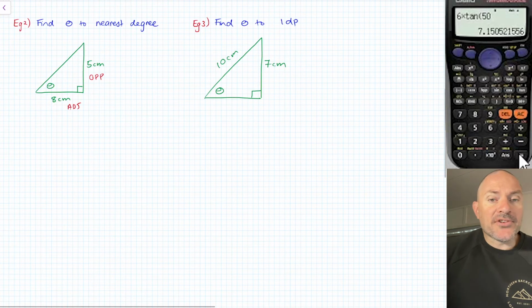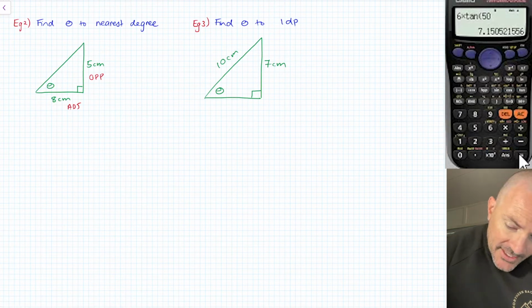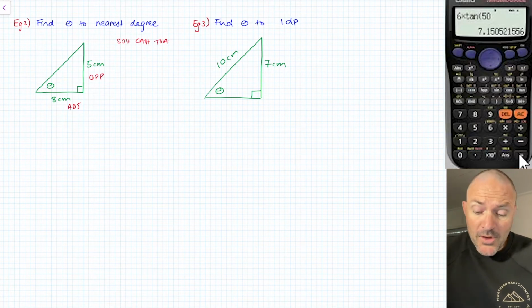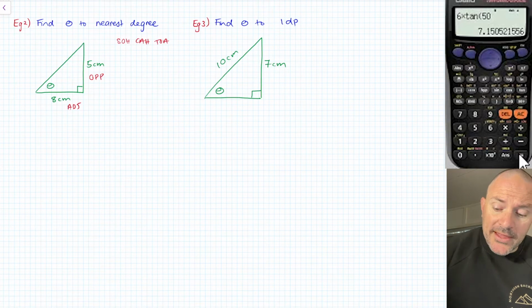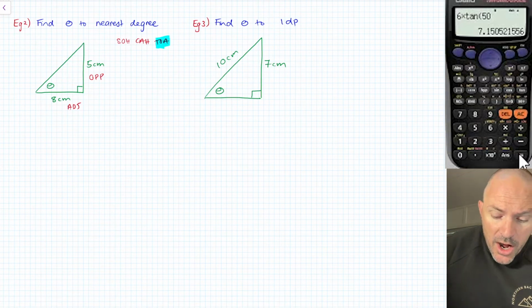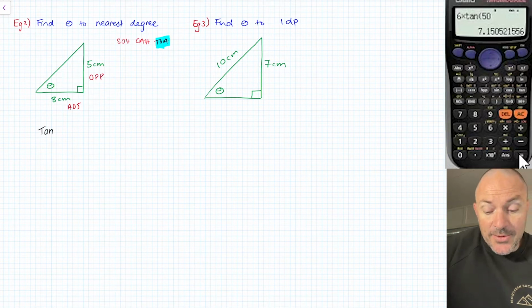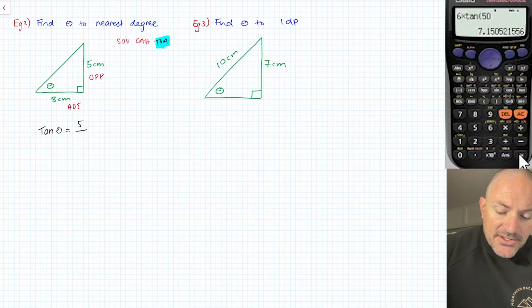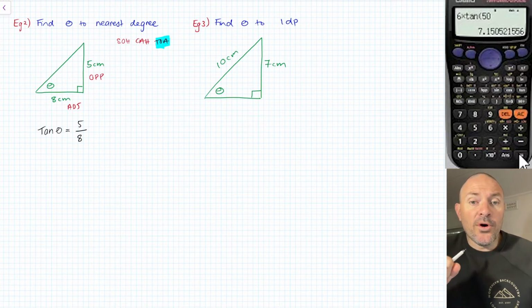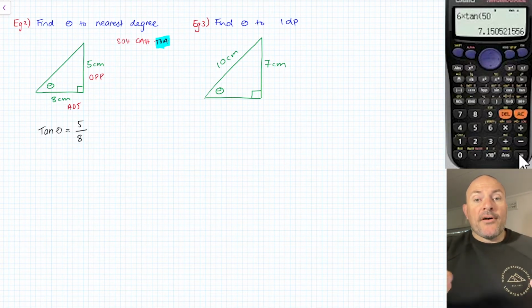Now, I don't have SOHCAHTOA on my screen, so I'm going to write that down, SOHCAHTOA. Remember, I think it's really important that if you keep on writing it down, you're going to remember the rule. So which rule am I using? Well, like that last question, we're using TOA. So my same steps will apply. I'm going to write down tan theta, my opposite side is 5, my adjacent side is 8. I still write that down. I must see that line of working because it's my rule with the value subbed in.